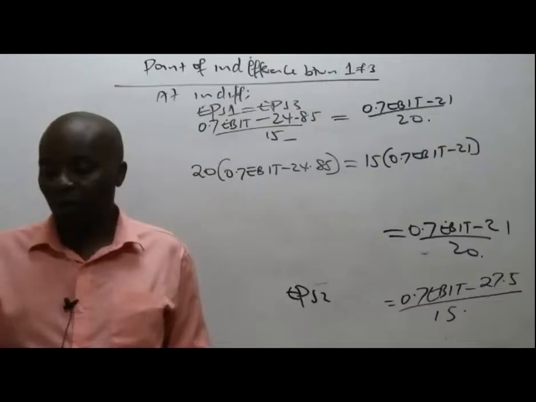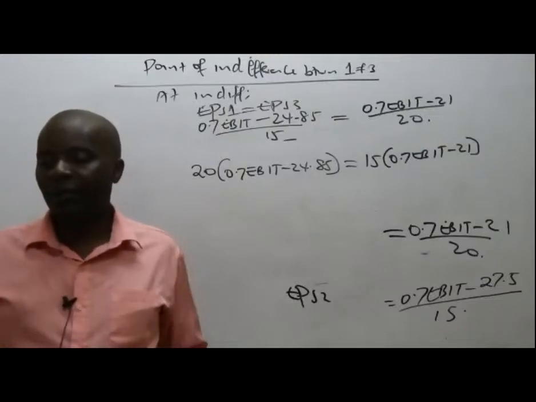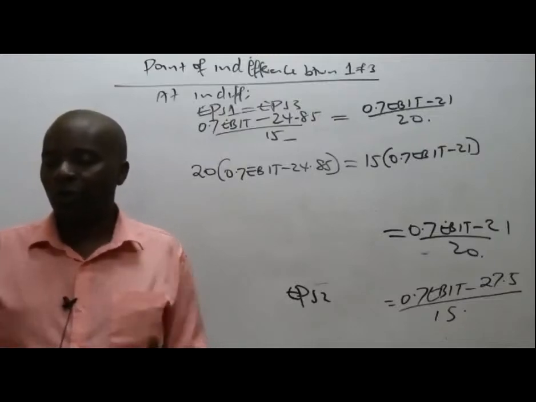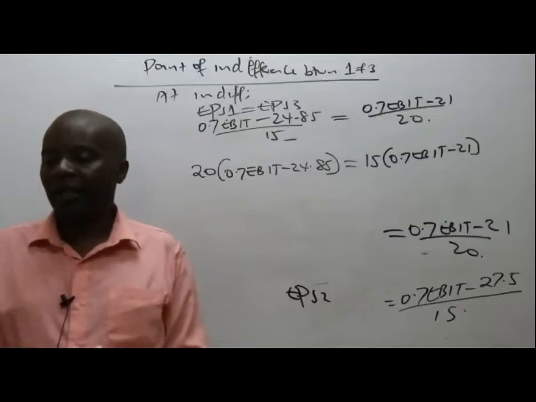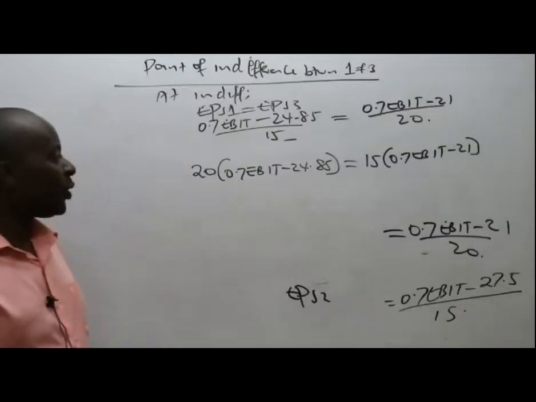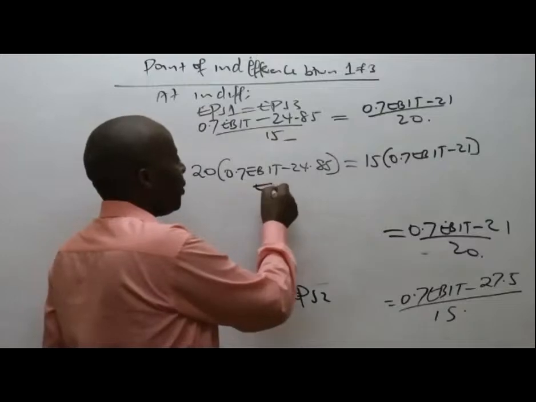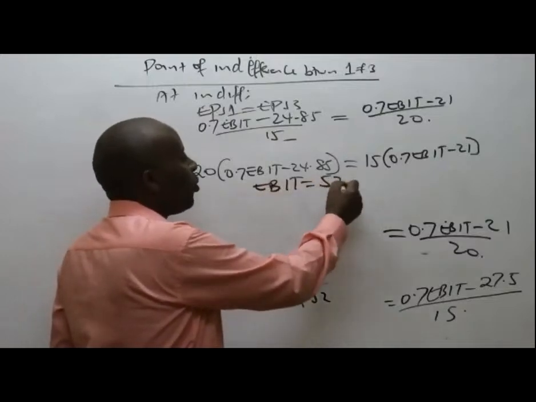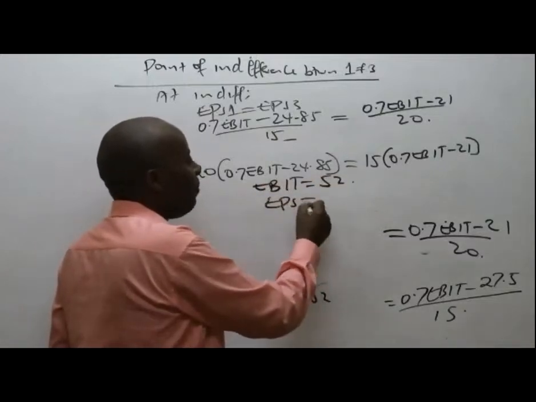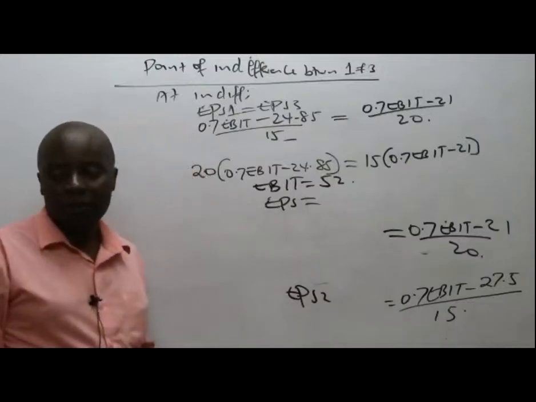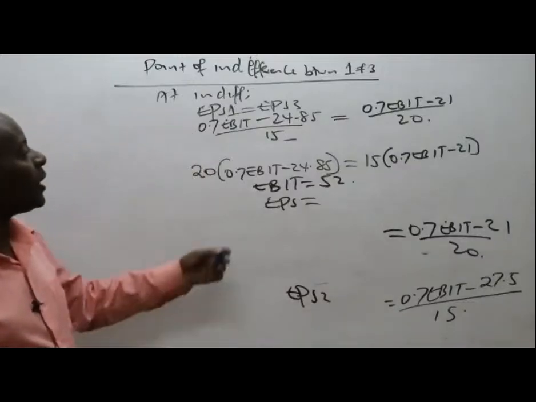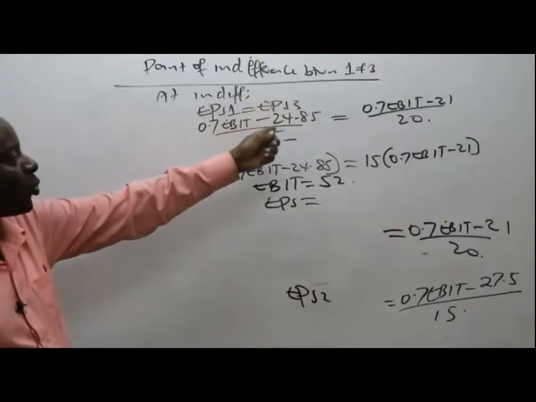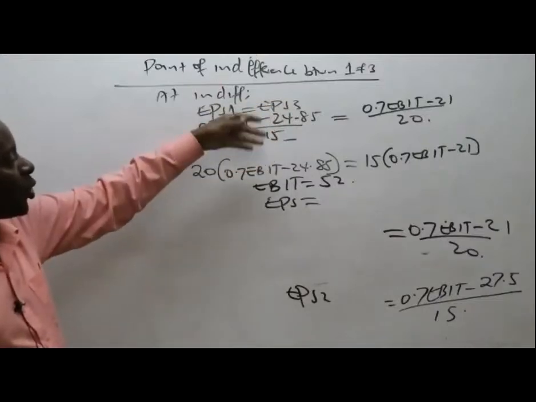Malim has also gotten 52 million. 52 million, 52, Winnie, thank you very much. So everybody is getting EBIT of 52, but now remember that they also asked you to give them EPS. To get EPS, just pick any of the two EPS equations and substitute.